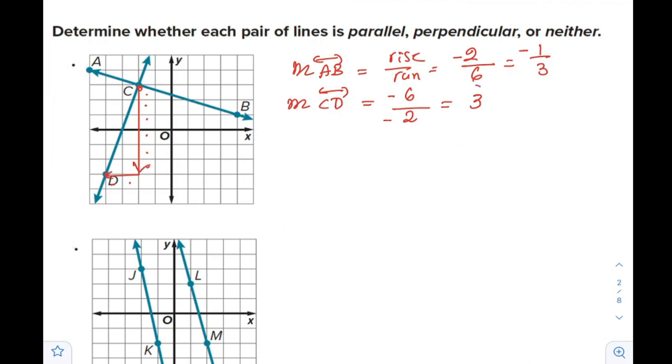It's very clear here that these slopes are negative reciprocals of each other. If you multiply them, the product is -1. So that means here the lines are perpendicular.